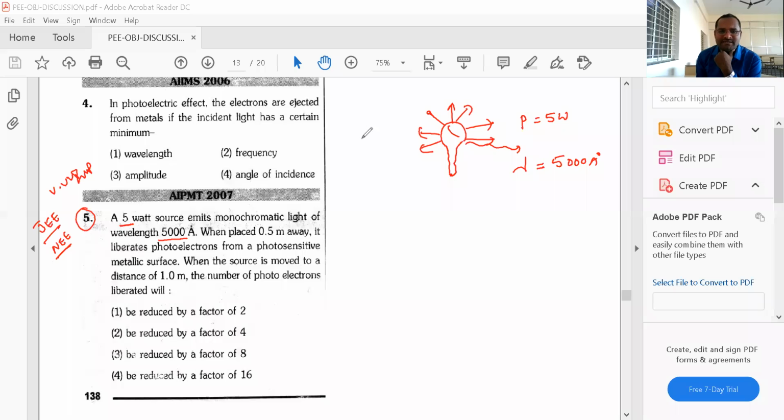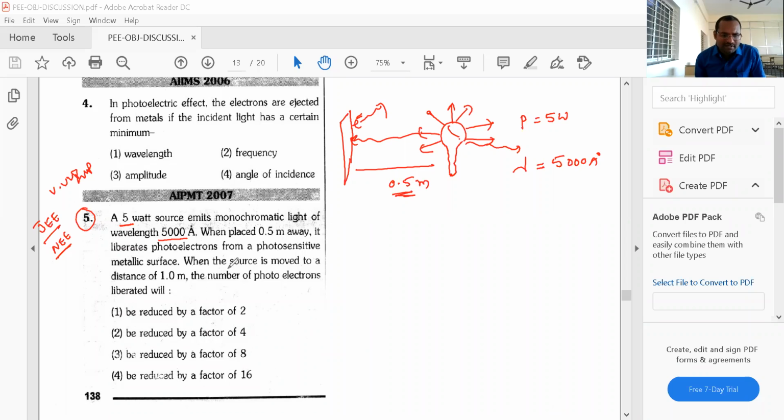So if this light is placed 0.5 meters away, let us imagine from this point, it liberates photoelectrons from a photosensitive metallic surface. Let us imagine this is one metal surface, placed like this. Now when this light falls on it, photoelectrons will eject out. Yes, the photoelectric effect will occur. So this is when the bulb is placed at 0.5 meters away.